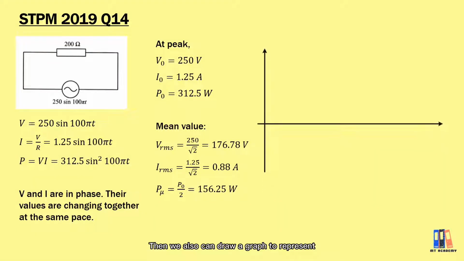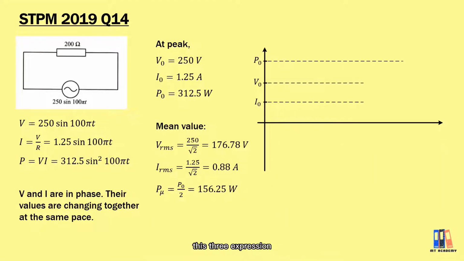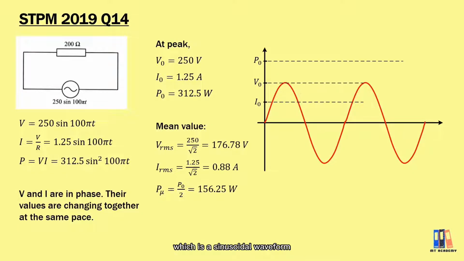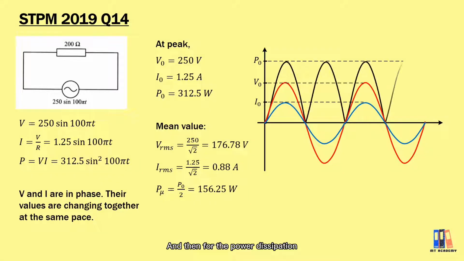And then we also can draw a graph to represent these three expressions. First is the voltage source, which is a sinusoidal waveform, and then the current with a lower amplitude. And then for the power dissipation, it is a waveform as shown in the slide. So you can see that the power dissipation is always positive all the time. And this indicates that power is always dissipated through the resistor all the time.